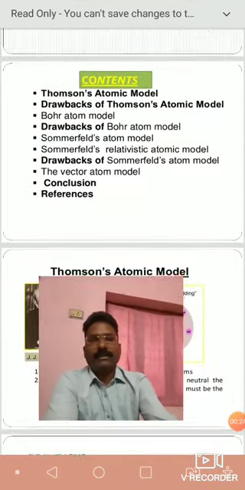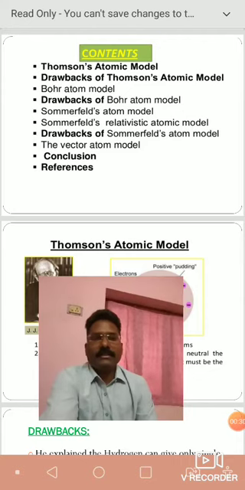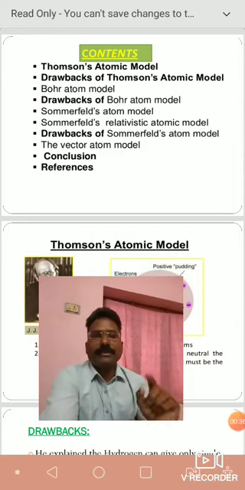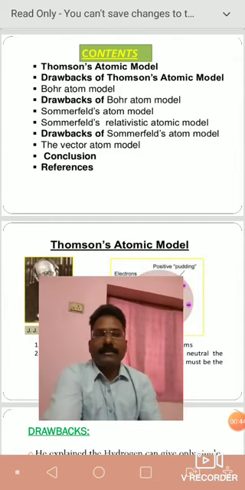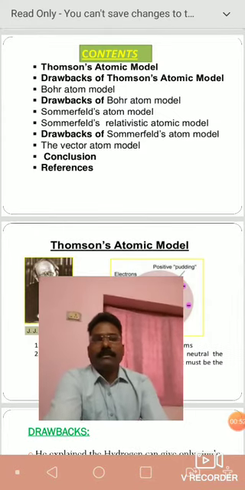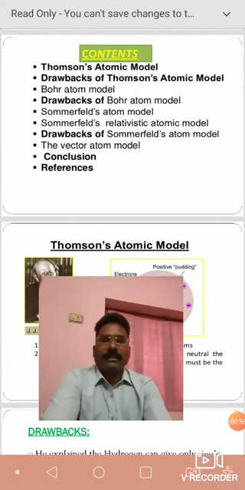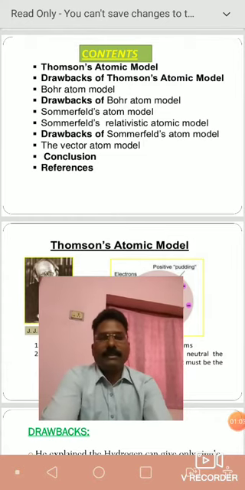What are the contents included in Bohr's theory of hydrogen atom? First of all, we are discussing the contents of Bohr's theory of hydrogen atom: Thomson's atomic model, drawbacks of Thomson's atomic model, Bohr's atomic model, drawbacks of Bohr's atomic model. Next point, Sommerfeld's atom model, and then drawbacks of Sommerfeld's atom model, the vector atom model, conclusion and references.